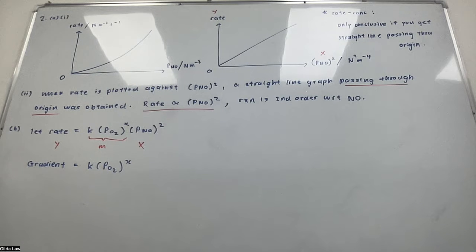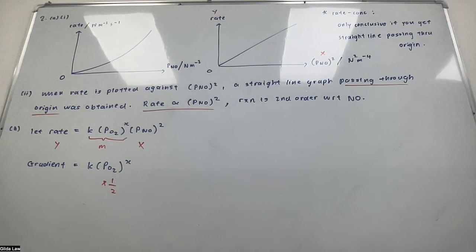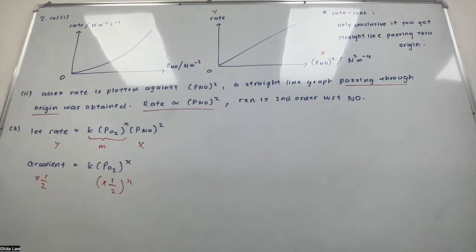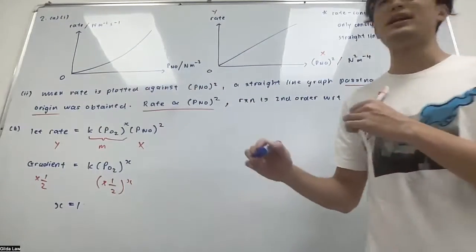So in other words, take a look. In this question, they halved the partial pressure of O2, and what happened to the gradient? It's also half. What does that infer? This is power x, so what does x actually represent here? Just the order. That's a more mathematical way of looking at it. So that's what we can conclude: x equals 1. Let's write a bit of words inside, but that's basically our answer already.